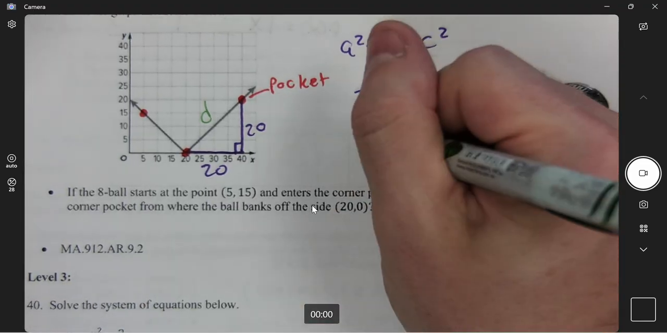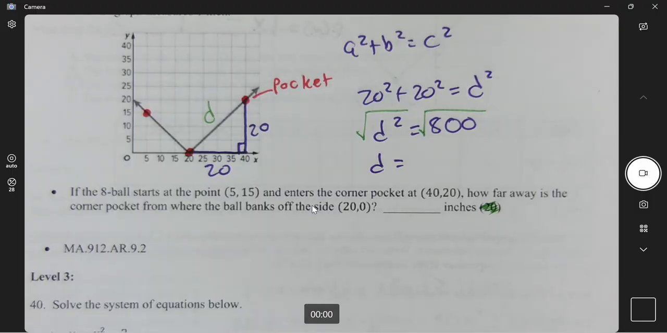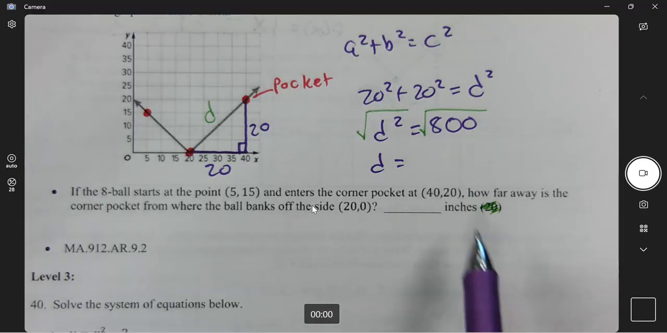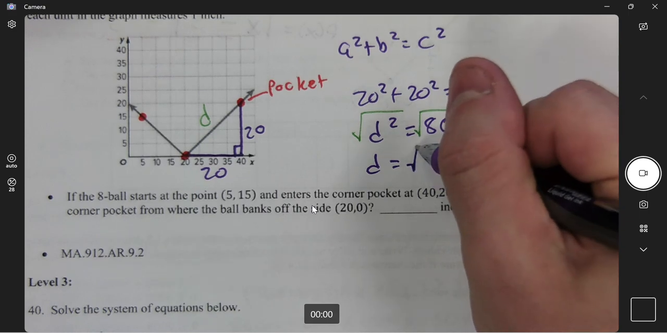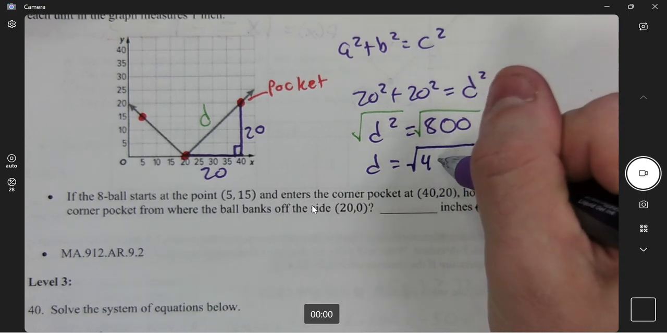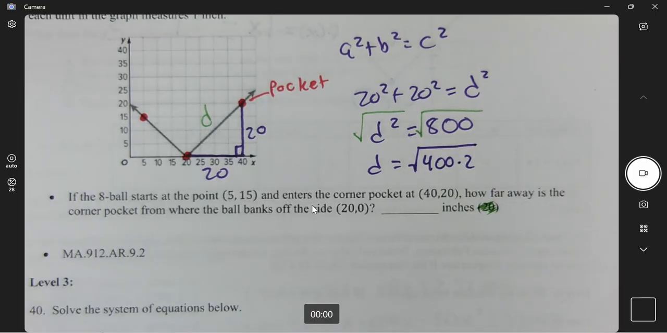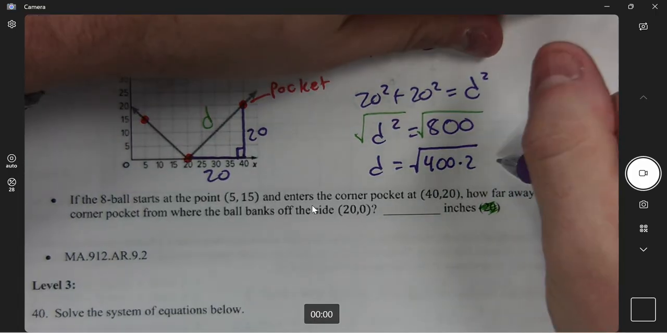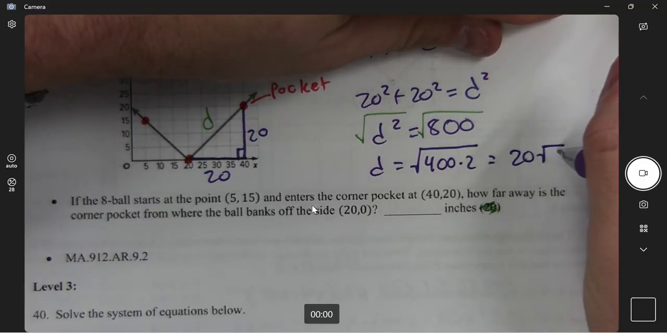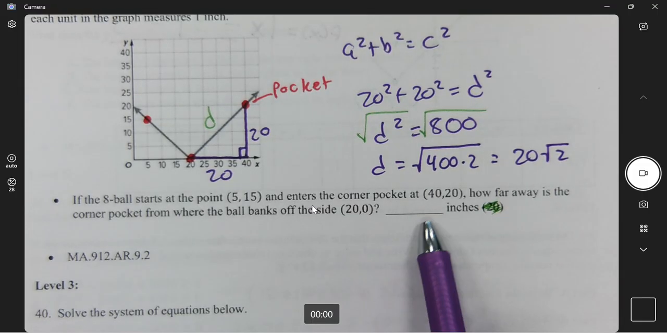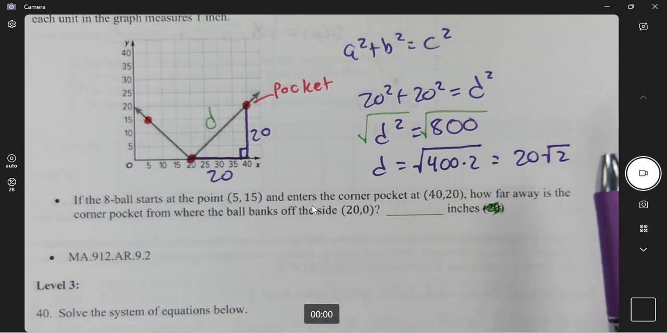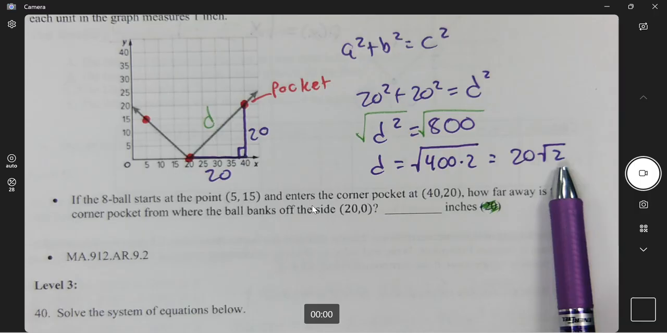Where's my green pen? Obviously, we can't have a negative distance, so I don't need to worry about the plus or minus. And if you want to reduce this, it's actually 400 times 2, because 400 is a perfect square. It gives us 20 root 2. Or you would just do the square root of 800 on a calculator and get a number, but it didn't tell me how to round, so I'm thinking it wants to go with a perfect answer of 20 root 2.